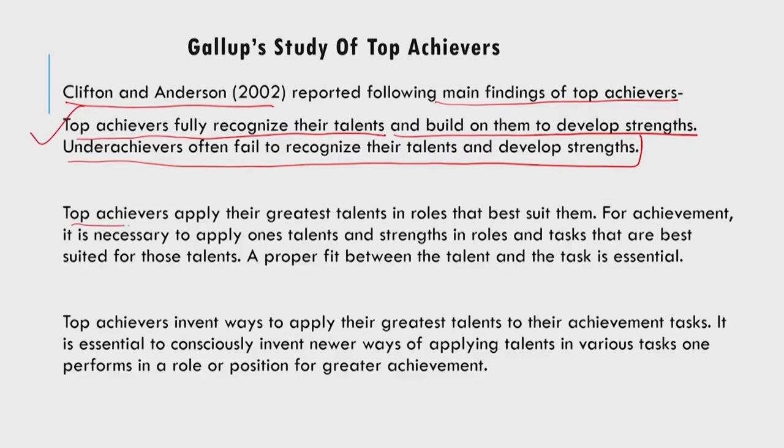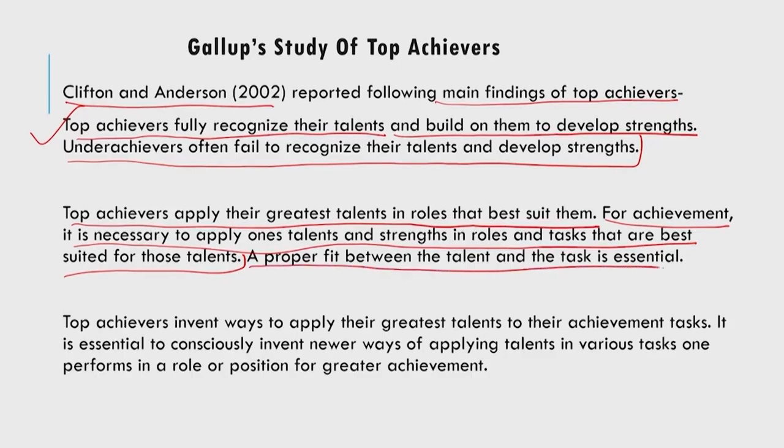Second is, top achievers apply their greatest talents in roles that best suit them. So they use their talent in roles that are most suitable for expression of those talents, in the appropriate contexts. For achievement, it is necessary to apply one's talent and strength in roles and tasks that are best suited for those talents. Every talent has a certain domain where it can be expressed. So a proper fit between talent and task is essential. Whatever task you are doing, if you have the corresponding talent, you are more likely to succeed in those tasks. Every talent will not be applicable in every context.